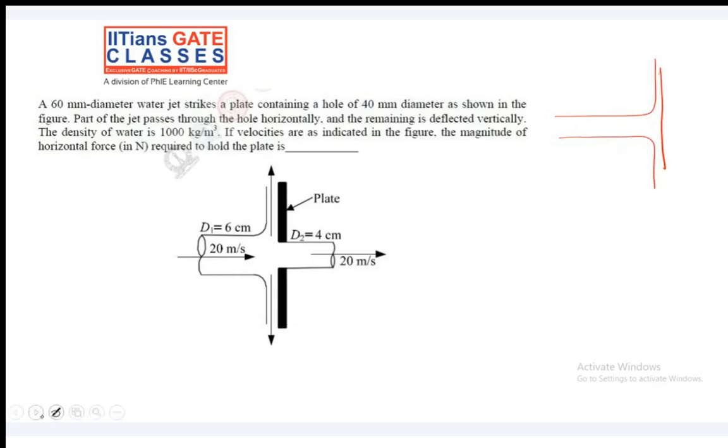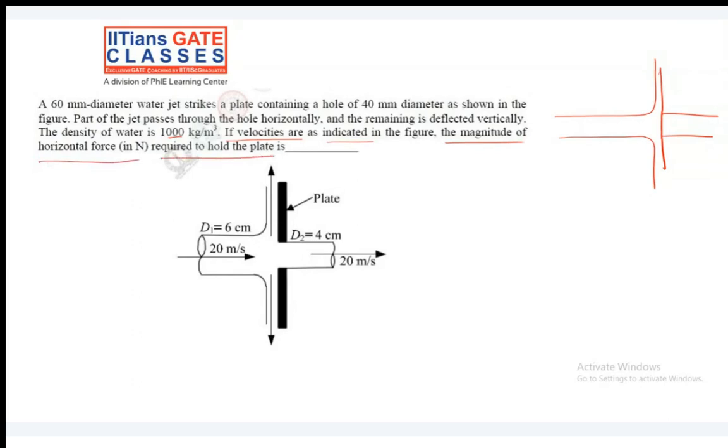So some of the fluid will pass through that hole and the other will get deflected. This is what the question says. And then it says that the density of water is 1000 kg per meter cube. These are as indicated in the figure. Velocity is also indicated. And it asks for the magnitude of the horizontal force in Newton required to hold the plate.